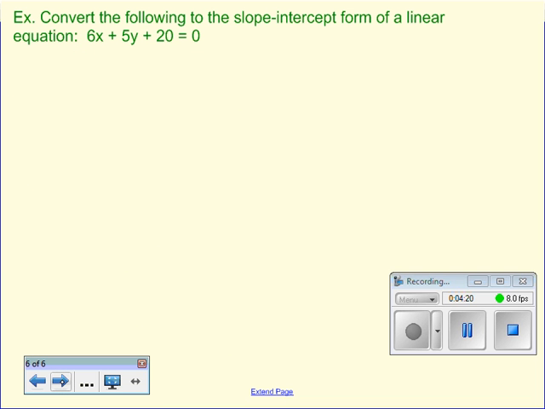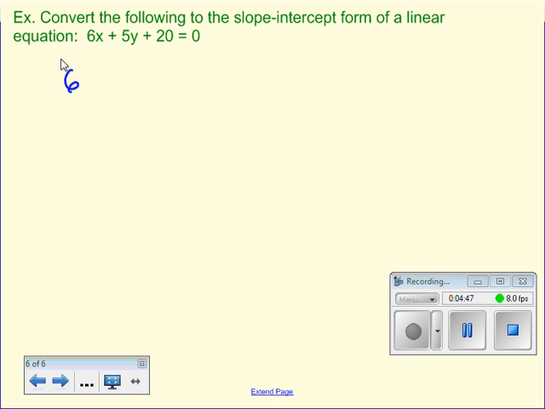Now I want to go backwards. Now I have something in the standard form, 6x plus 5y plus 20 equals 0. And I want to convert it back to our more common slope-intercept form of a linear equation. Because the slope-intercept form actually is a lot easier to graph. We can see the slope and we can see the y-intercept. So generally we would want it in that form if we were going to graph it. So I'm going to convert it.